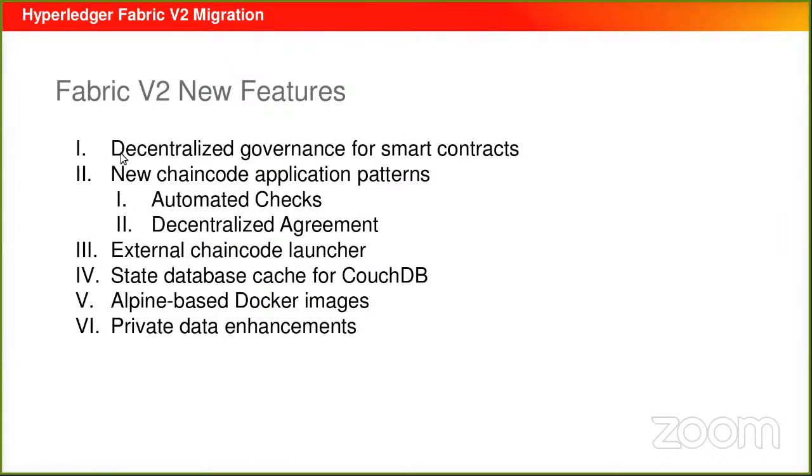The first two items, decentralized governance and new chaincode applications, are part of something called smart contract or chaincode lifecycle management. I'm going to cover them in a more graphical, very nice way in the coming slides. But just to give you an idea, in the old version of Fabric, like 1.6, there was one owner of the network that was in charge of the chaincode in Fabric.